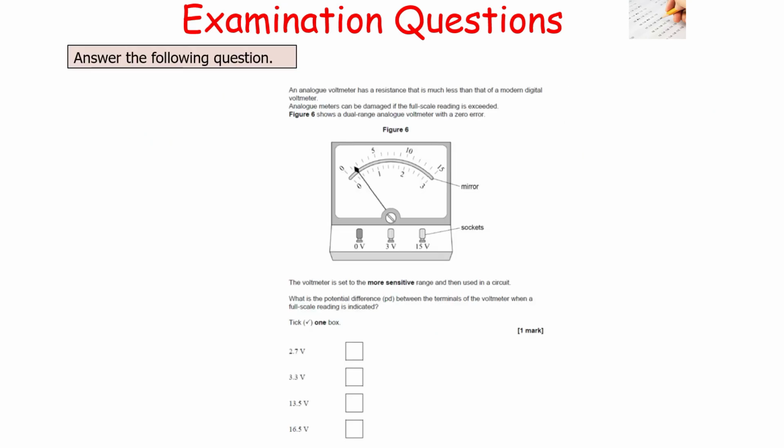Now the next question says an analog voltmeter has a resistance which is much less than that of a modern digital voltmeter.